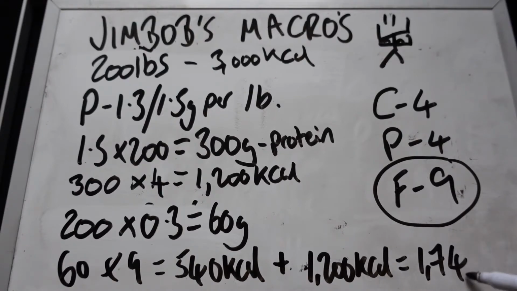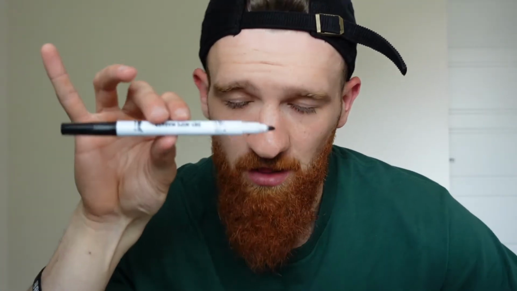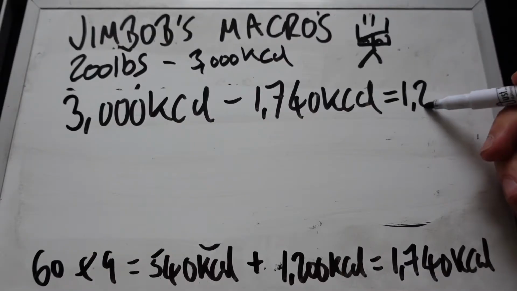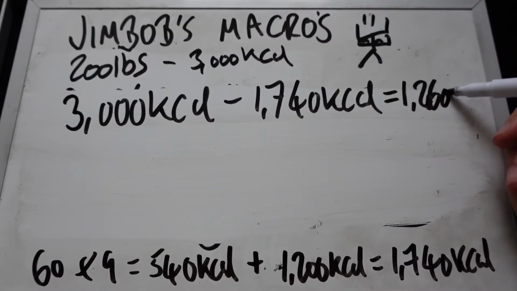1,740 calories, which means our maintenance calories, I feel like I'm muddling my words, but I feel like it's me being transparent. Anyway, 3,000 calories, deduct 1,740, which equals 1,260, and that's in calories.